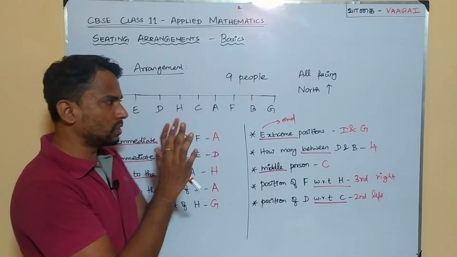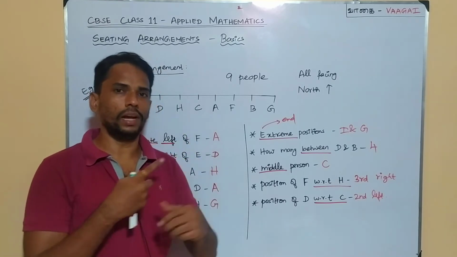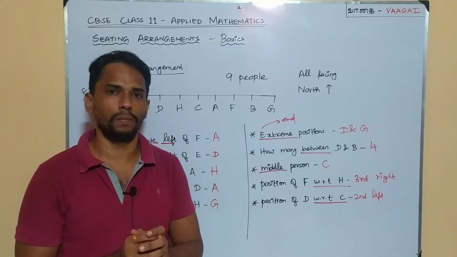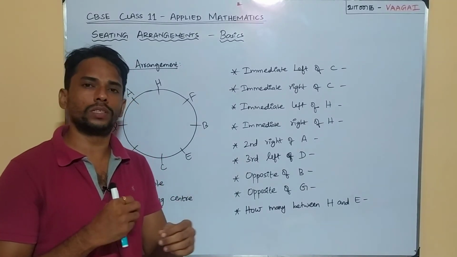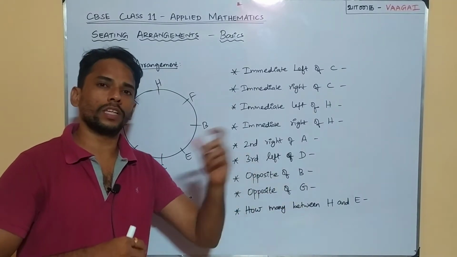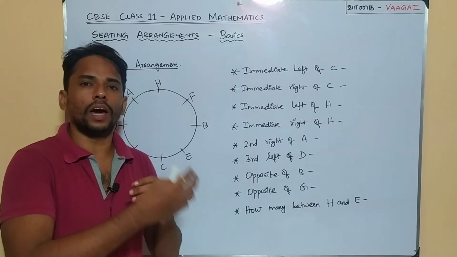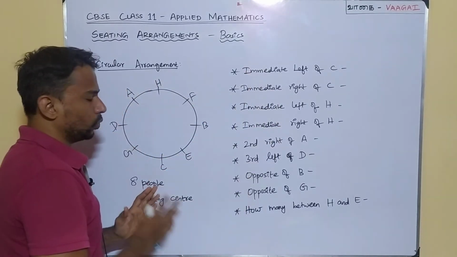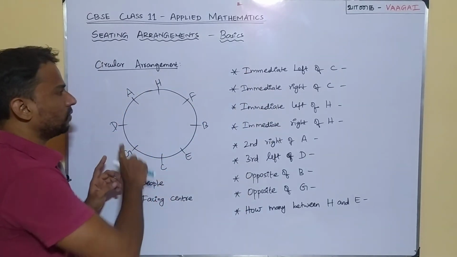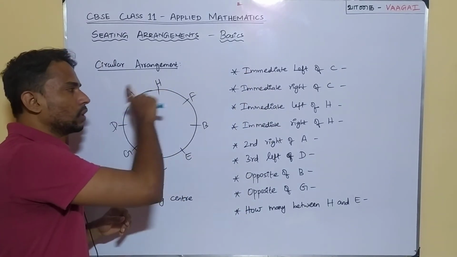I hope this linear arrangement is clear to you. And next we'll move on to circular arrangement. Now next we've got an example from circular arrangement. Here again we are going to do the same thing, like how we had an example for linear arrangement, where we tried to get the understanding. The same way here for circular arrangement, I have taken an example.